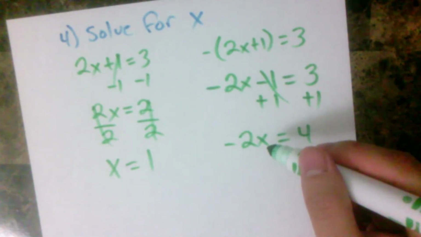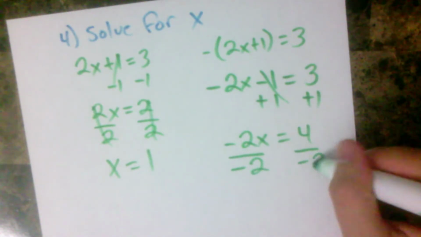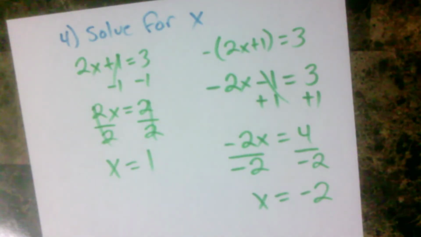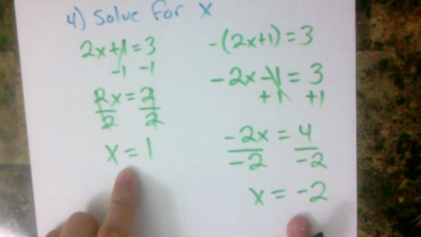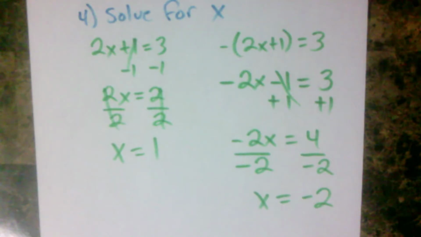So that's negative 2 times x. The opposite of multiplication is division, so we divide both sides by negative 2. You will end up with x equal to negative 2. All right. And that is the end of your equation. Your two answers would be x equals 1 and x equals negative 2, which you can absolutely plug back into the original equation to test and make sure that is right.